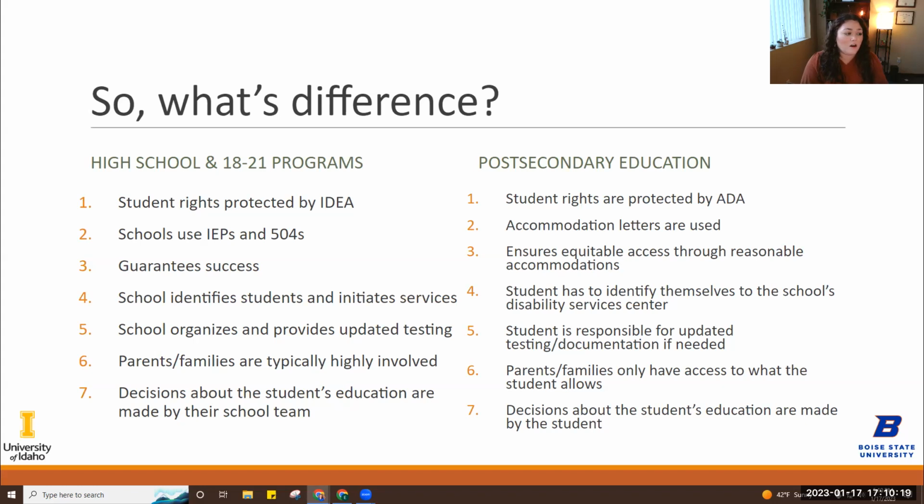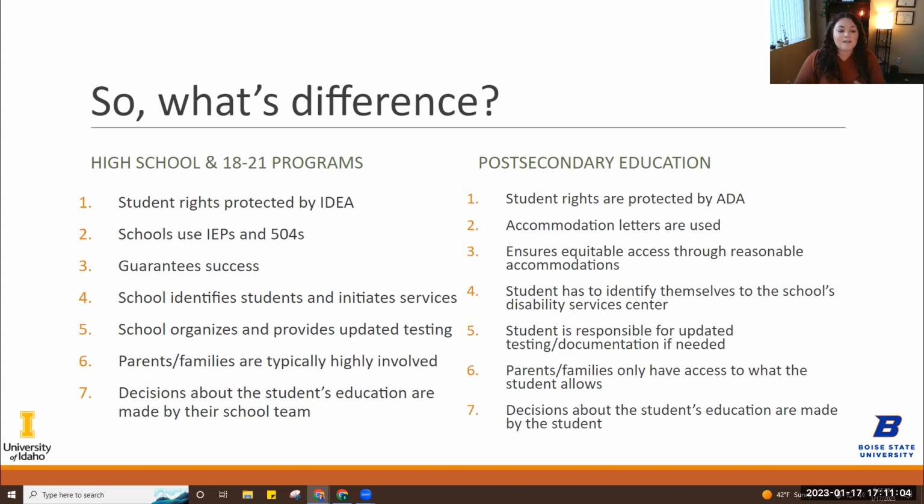Releases of information are necessary if parents are to have access to things, but even then there's only so much information that can be shared. So for example, if a parent has a release of information and calls me and asks, what were my student's grades last semester? We don't even give students what their grades were over the phone from our registrar's office. That's an example of information that I wouldn't be able to provide. If a parent called and asked me, is my student using their accommodations? Did they request their accommodations? I would welcome that family member to have that conversation with their student, or I would ask the student first if they're okay with me disclosing that information.